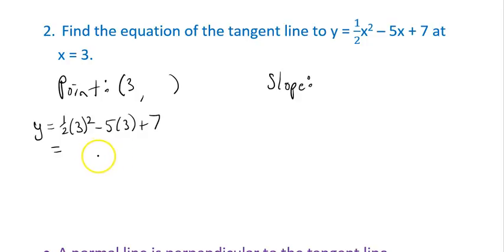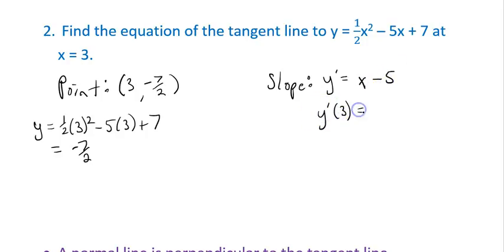And so that will give me negative 7/2 when I work that out. So my point is 3, negative 7/2. My slope, again, I take the derivative, because the derivative is the slope of the tangent line. So that will give me x minus 5. And then I plug in my x value, which is 3 in this case. So 3 minus 5 is negative 2.